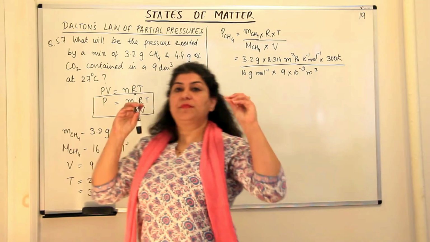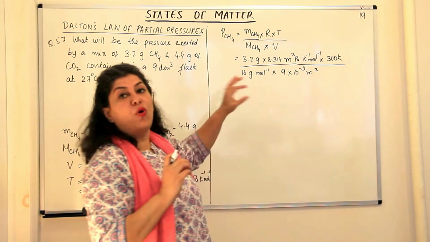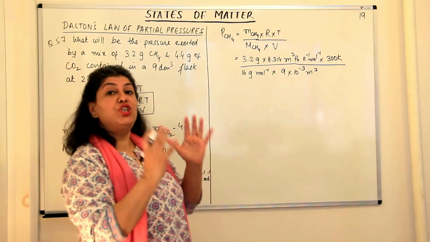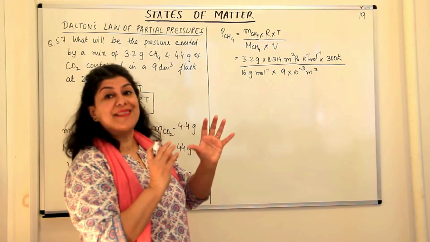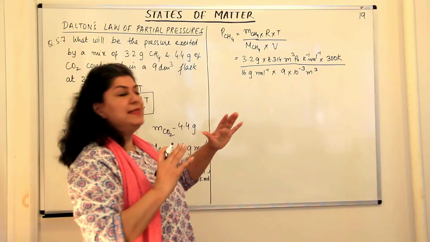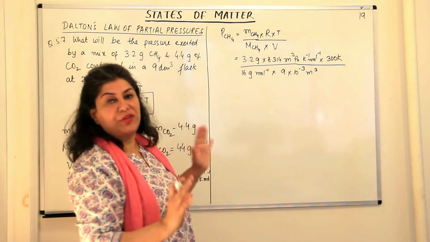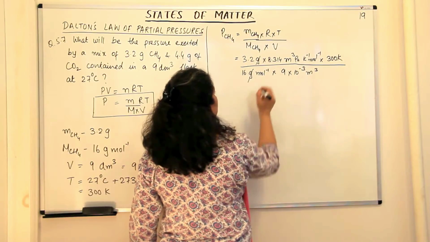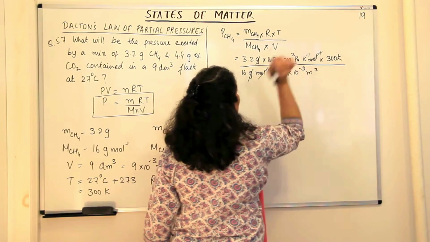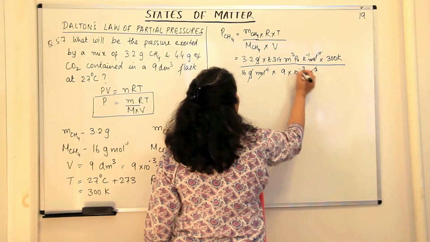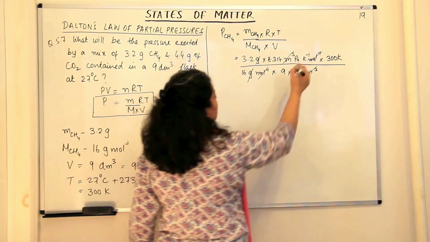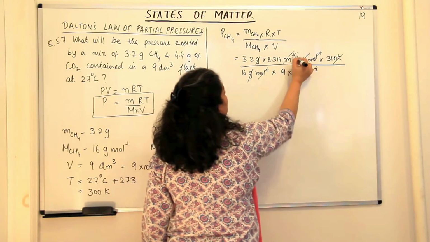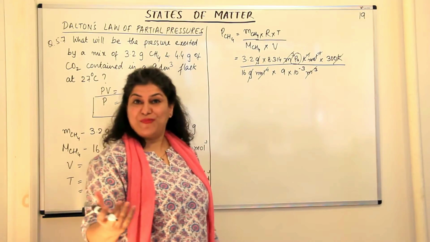Now that we have plugged in all the values, let us cancel out the units. When we cancel out the units, we should get the unit Pascal in our result, and that will tell us that we have plugged in all the values at the right places. So let us start cancelling. Gram, gram get cancelled. Per mole gets cancelled. Meter cube gets cancelled. Kelvin inverse and Kelvin get cancelled. We are left with Pascal, and that is what we are looking for, right?